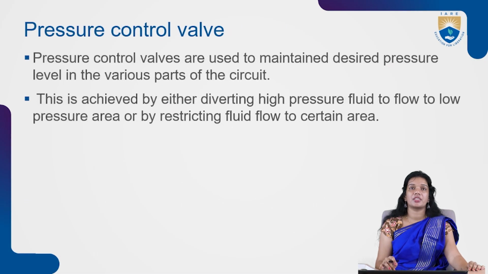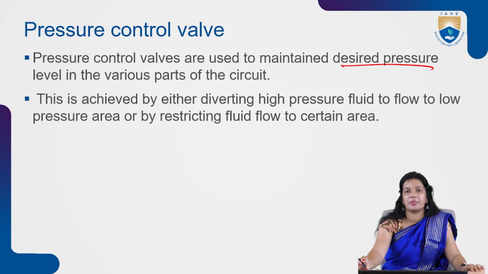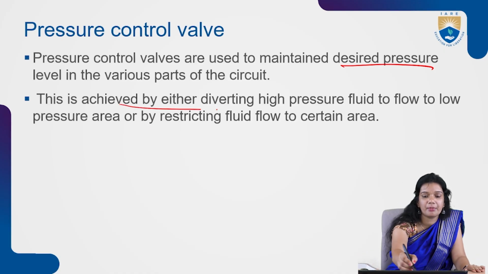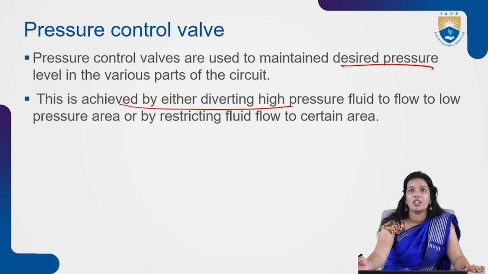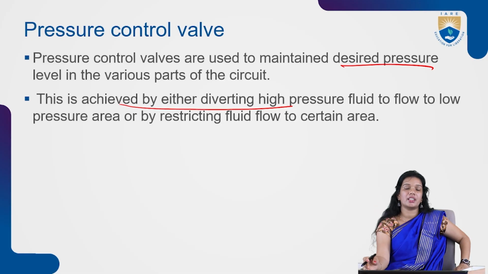So then we have pressure control valves. When you say pressure control, they are going to control the pressure, right? So the amount of pressure that is required, only then that pressure is being passed on. So that means it is maintaining the desired pressure. These pressure control valves are used to maintain the desired pressure levels in the various parts of the circuit. Now this is achieved either by diverting the high pressure fluid flow to a low pressure area, or by restricting the fluid flow to certain areas, right? So that is what it is going to do. The pressure control valves are going to maintain the desired pressure levels in the various parts of the circuit, right?